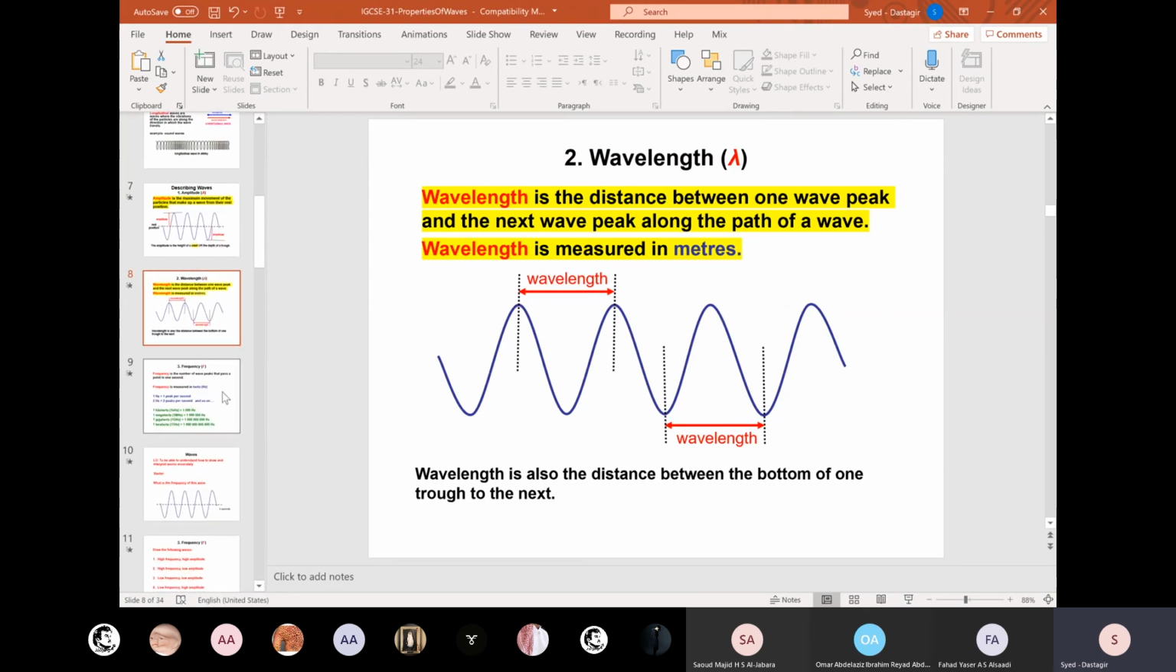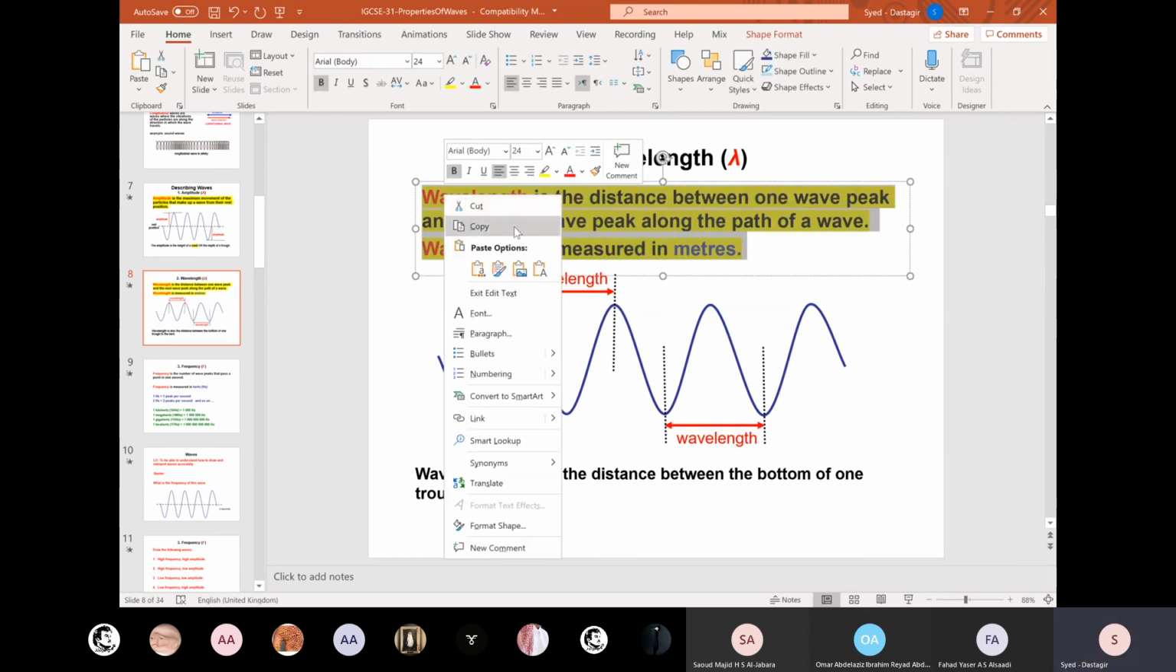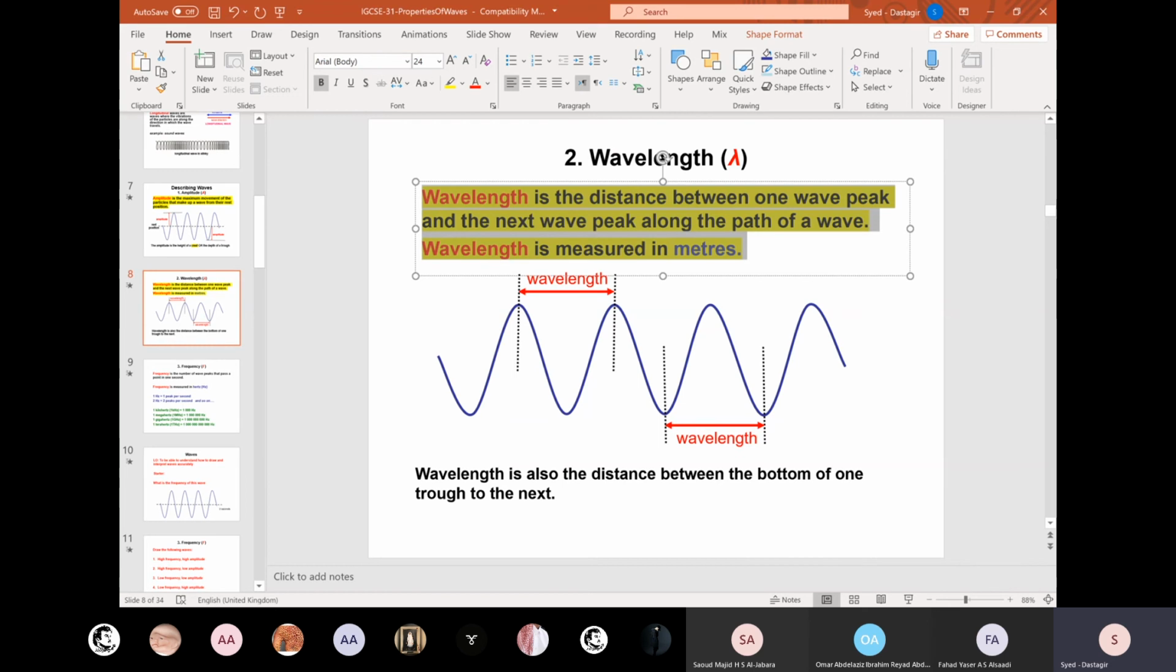So just moving on then, frequency. Just make sure everyone's written that. I'm just going to copy it in our message.